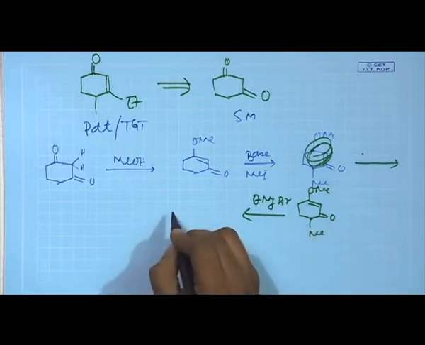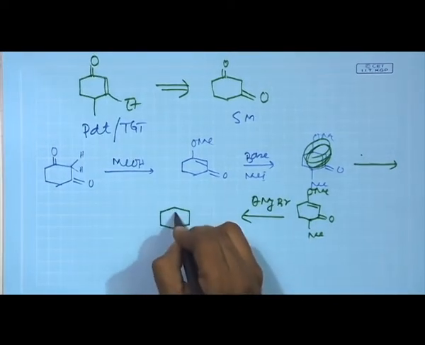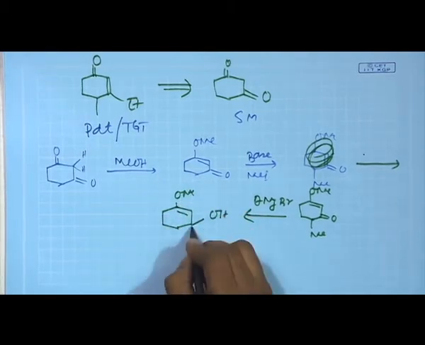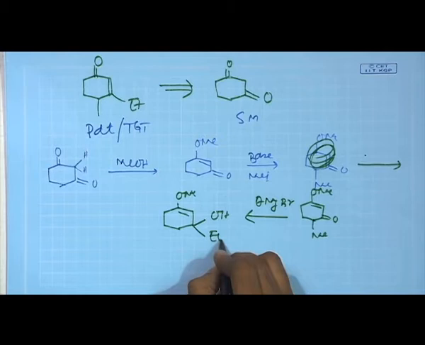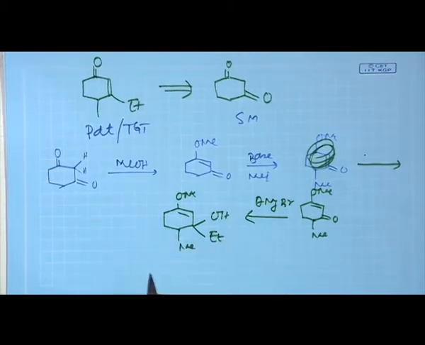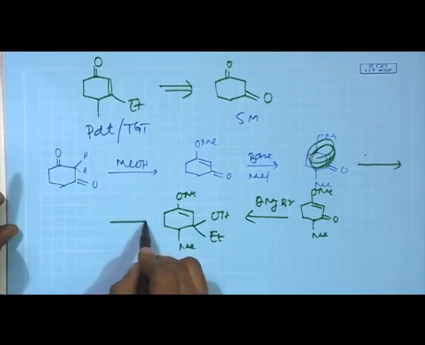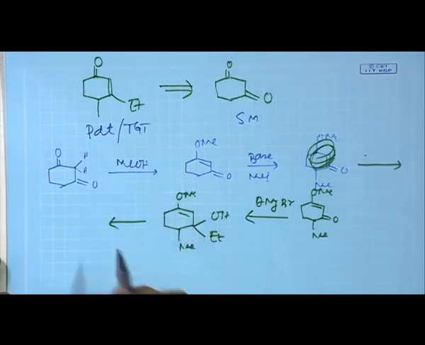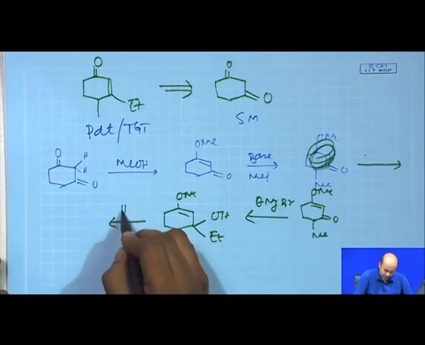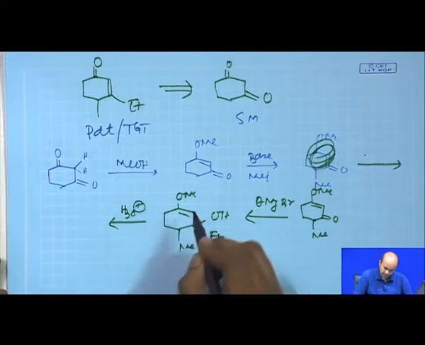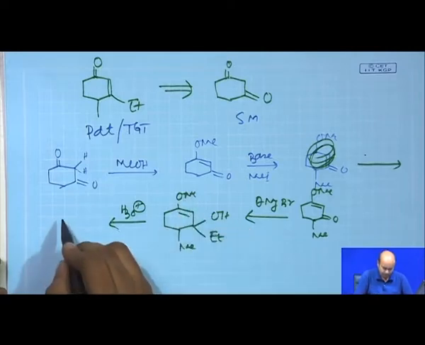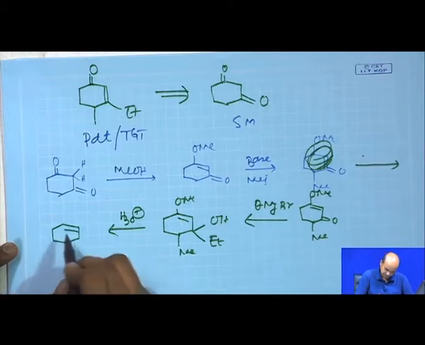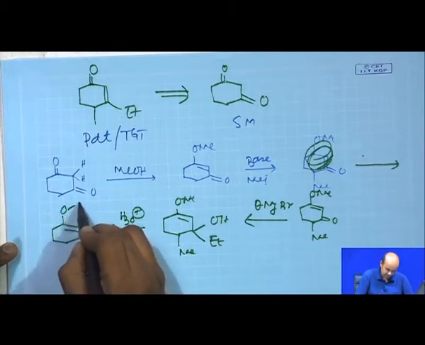This is an alpha beta unsaturated ketone. So, ethyl magnesium bromide will basically attack here to give you a tertiary alcohol. Your methyl is here, fine. Now, this is basically a vinylic ether and you have a quaternary alcohol. So, if you subject this compound to acid, first the vinyl methyl ether will hydrolyze to give you an OH.